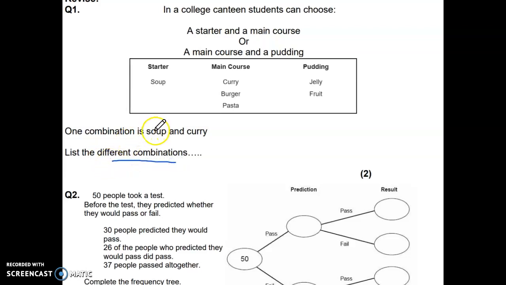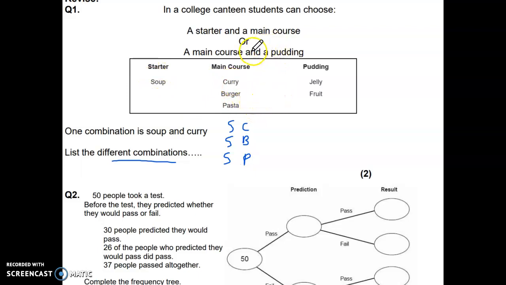Right, okay then. So your first one is a soup and a curry. Now I wouldn't bother, when I'm doing this, writing soup and curry. I'll just call it an SC. So you go for an SC, you can go for SB, and you can go for an SP as well. B being burger, P being pasta, so you can go for that. So there's 3 starter and main courses you can have.